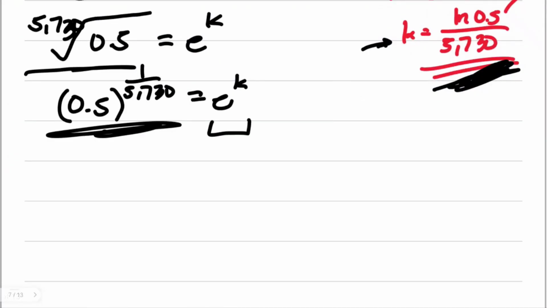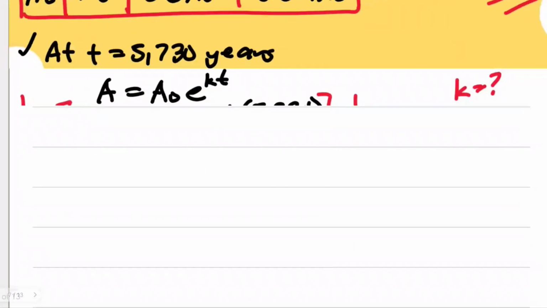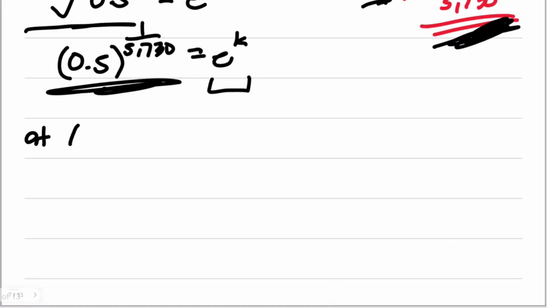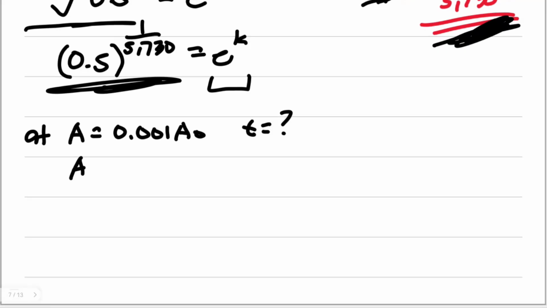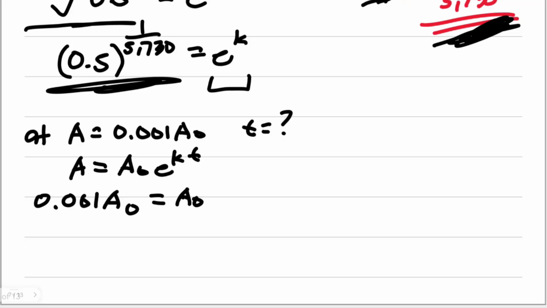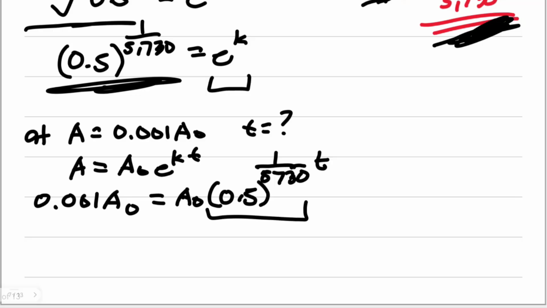So the problem is that our final amount is 0.001 a sub 0. We are asked about the age of that bone. I might be using another page, so please bear with me. So a is equal to a sub 0 e to the power of kt. At this time, it's 0.001 a sub 0 equals a sub 0 times our e to the power of k, which is 0.5 raised to the power of 1 over 5,730, and then t.